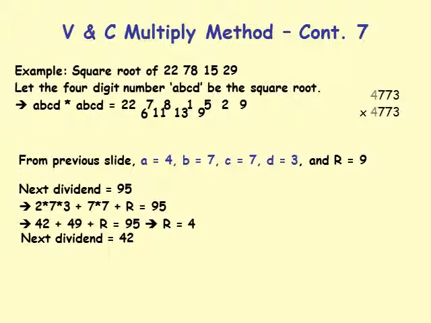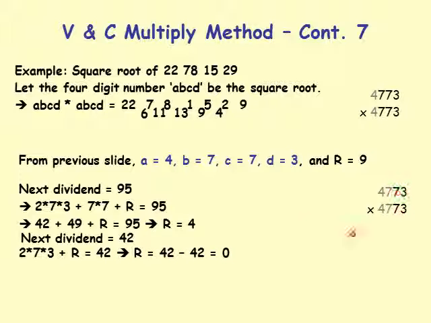Okay. So the next step we have a next dividend with 4 here with 42. Let's continue here. So now we'll drop another column here and 7 times 3 and 7 times 3 is 42. So then 2 times 7 times 3, next step plus r is 42. That means r becomes 0.